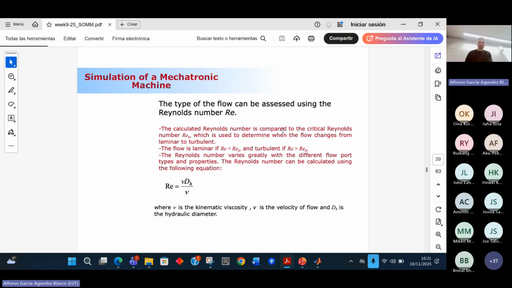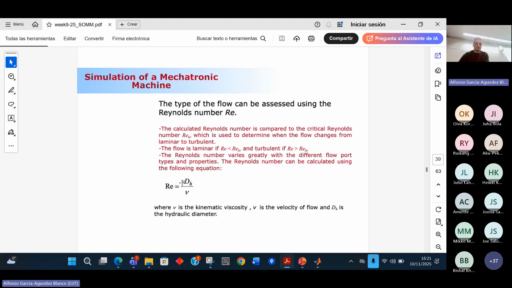Perfect. As mentioned, this Reynolds number varies greatly with different properties, as for example, the geometry and different flow cases. I will show you now. For a pipe, you can write the Reynolds number as shown here, okay? And be careful with this notation, okay? You can see that you have here two V's, okay?